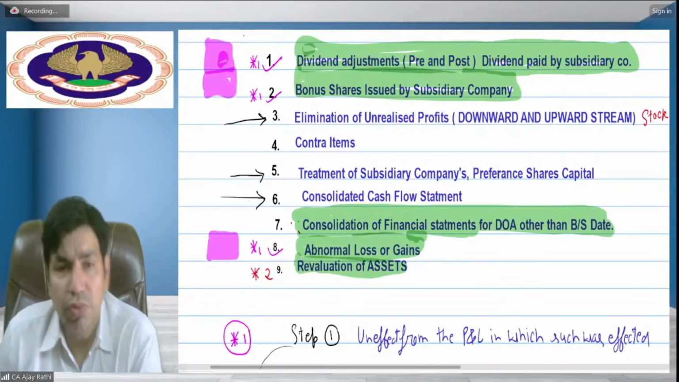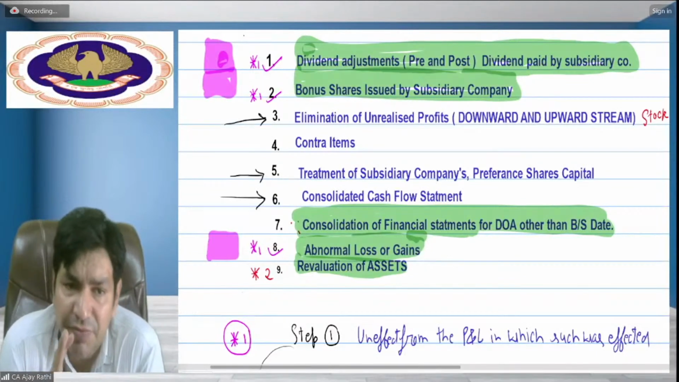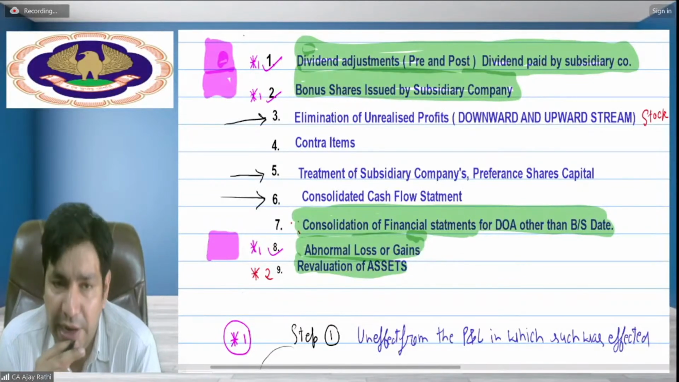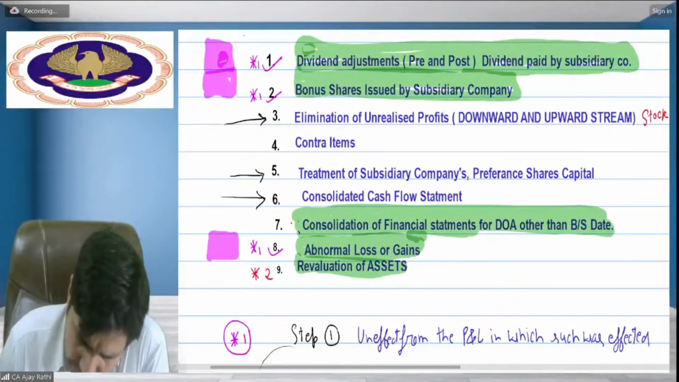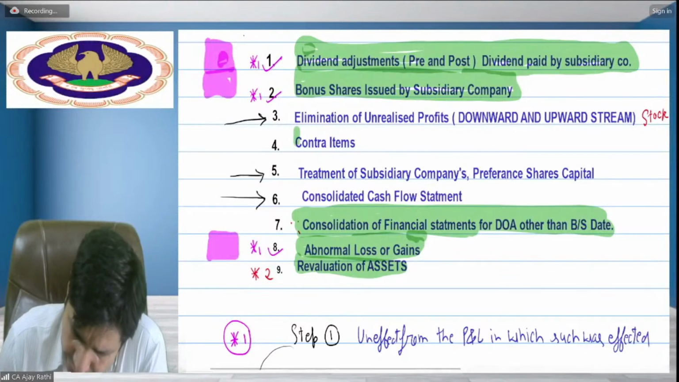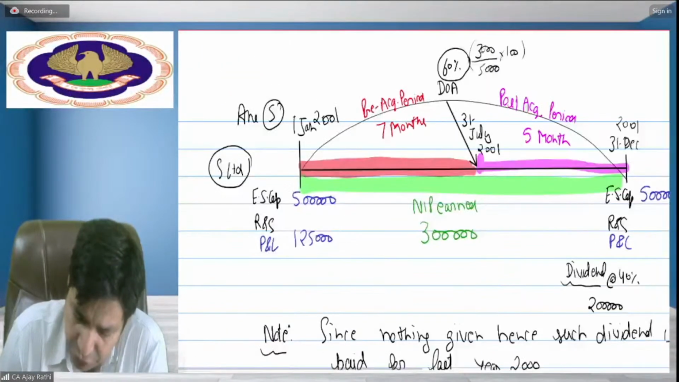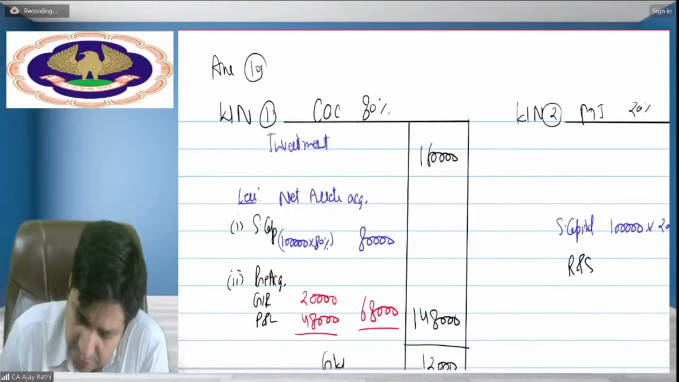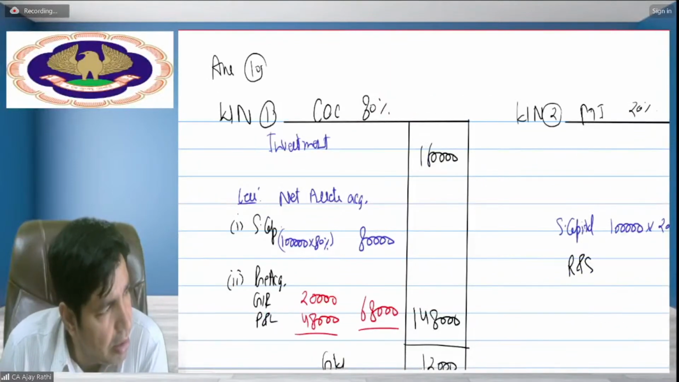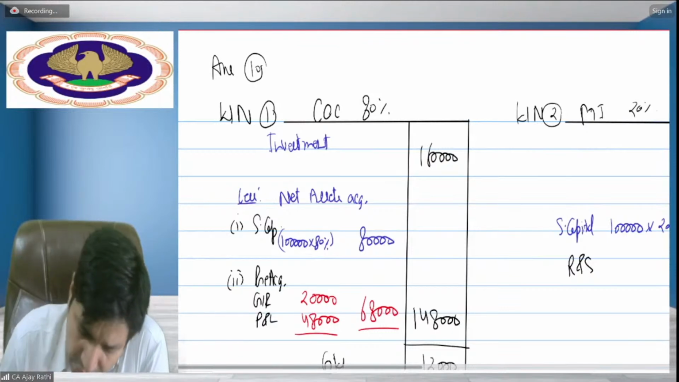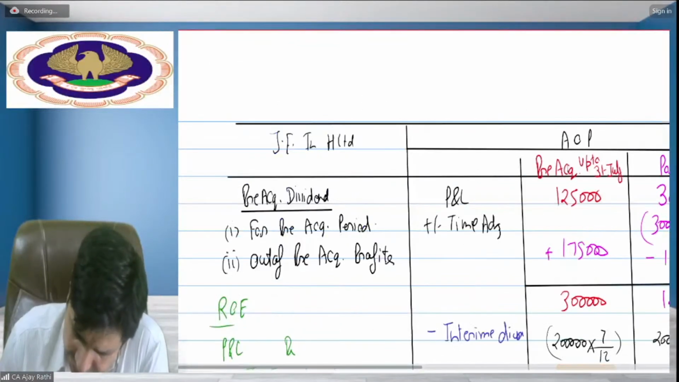But before going to the next class, I want to discuss at least one thing. That is contra items. This is the thing which I want to discuss with you. But you already know everything about contra items, because I have practiced with you all in the chapter. In which chapter have we practiced? Yes, in the partnership chapter we have practiced.